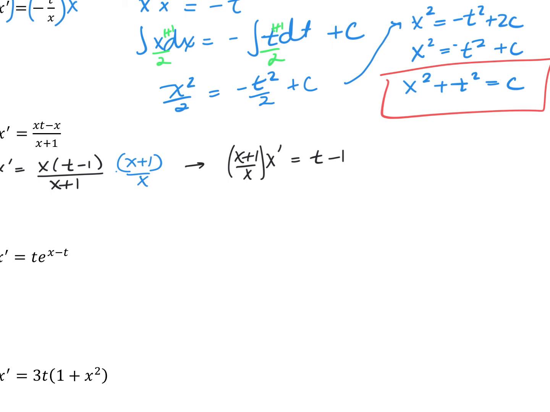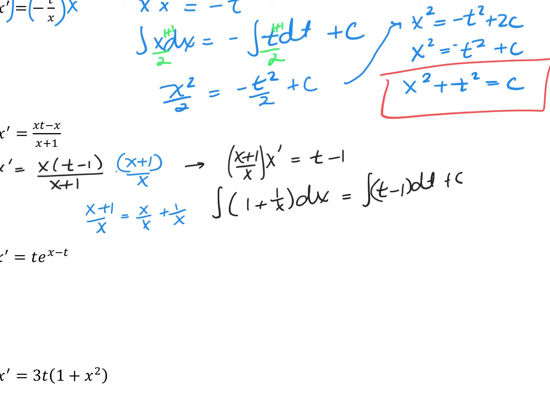Now, I know I can integrate both sides. I'm going to integrate this left side. When I integrate this left side, I'm going to write x plus 1 over x as x over x plus 1 over x. And so in other words, I have the integration of 1 plus 1 over x dx is equal to the integration of t minus 1 dt plus c. So I end up with x plus the natural log of the absolute value of x, which is equal to t squared divided by 2 minus t plus c.